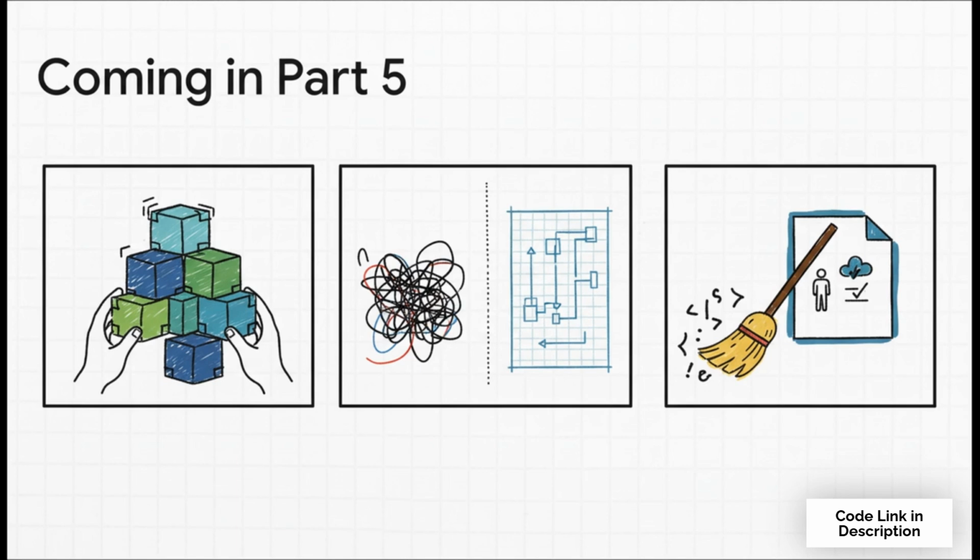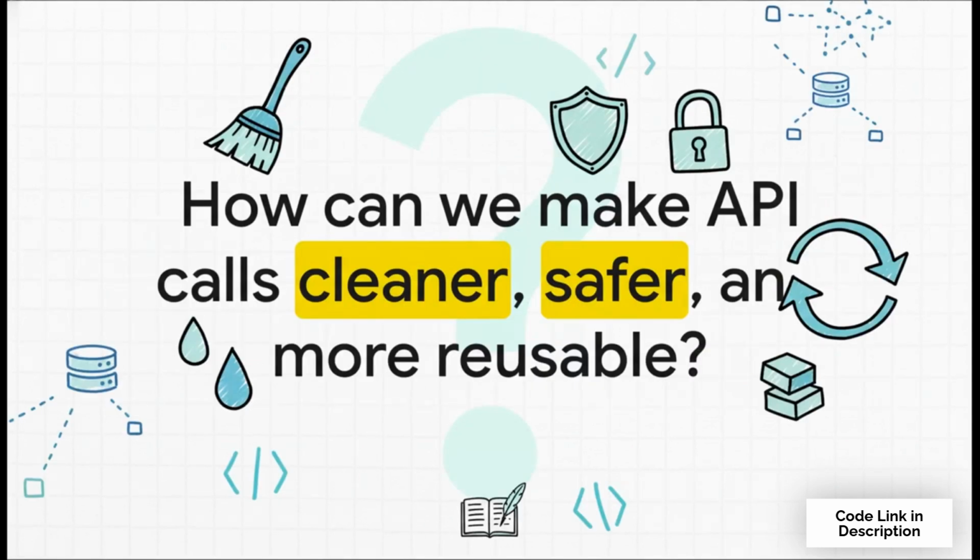We'll also build clean, typed request payloads so we can stop using messy maps and strings. And most importantly, we're going to completely remove all that raw REST logic from our step definitions so they can focus purely on business behavior. So the question I want to leave you with is this: how can we take our API interactions to the next level? How do we make them even cleaner, safer, and more reusable across our entire test suite? That's exactly what we're going to solve in the next explainer.